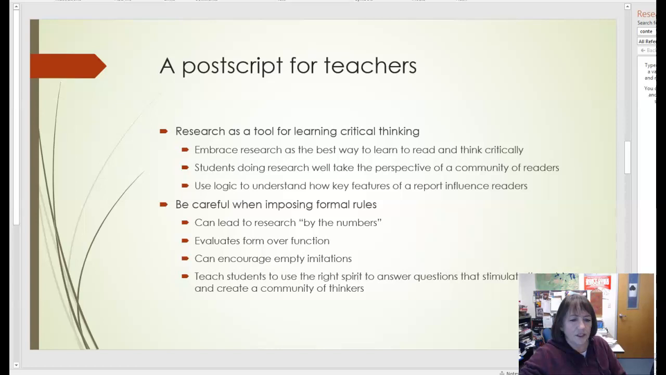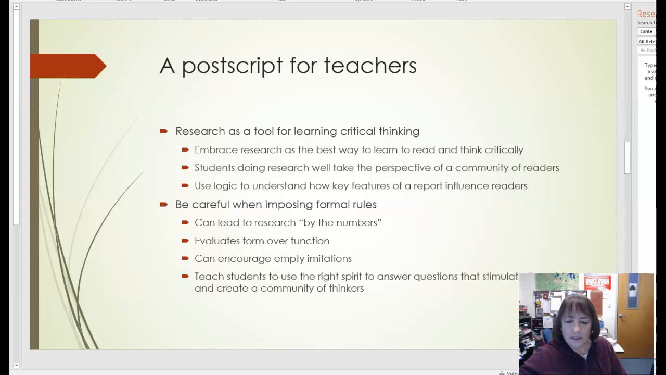The authors of our textbook also caution us against imposing formal rules. I think that this gets back to that sort of mixed feeling, the ambiguity that some of us have about using rubrics. Rubrics are super because they make things concrete and students know what to expect. But sometimes it can lead to writing a paper or doing research by the numbers, and it can cause us as teachers to evaluate the form of a paper over the function or the substance of that paper. So it's not that we shouldn't use formal rules, but that we need to use them with caution, and to remember that the spirit of what we are doing is to encourage research, not to create something that looks like a research paper. So we don't want to encourage empty imitations of other people's work, something that looks and sort of seems like something that somebody else did that was really, really good. We want to encourage original thinking and critical thinking.